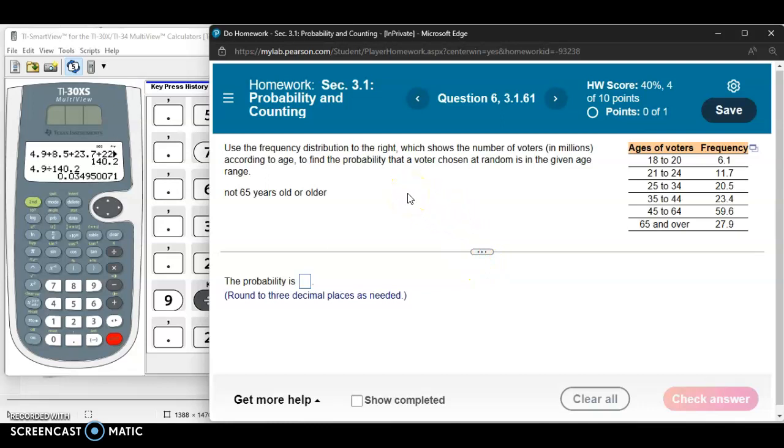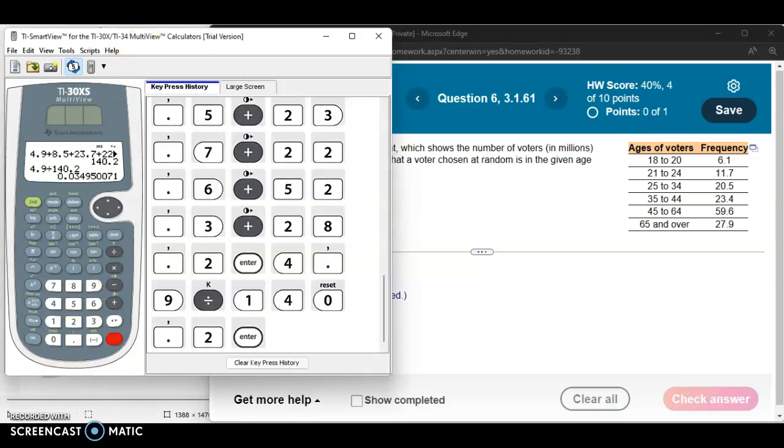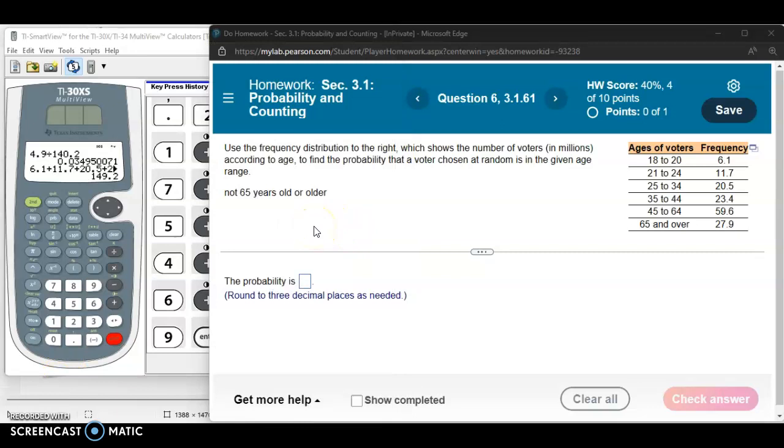Same type of question. It says use the frequency distribution, which shows the number of voters in millions according to age, and we want to find the probability that a voter chosen at random is not 65 years old or older. First of all, how many are 65 years or older according to the table? According to the table, there are 27.9 million voters who are 65 or over.